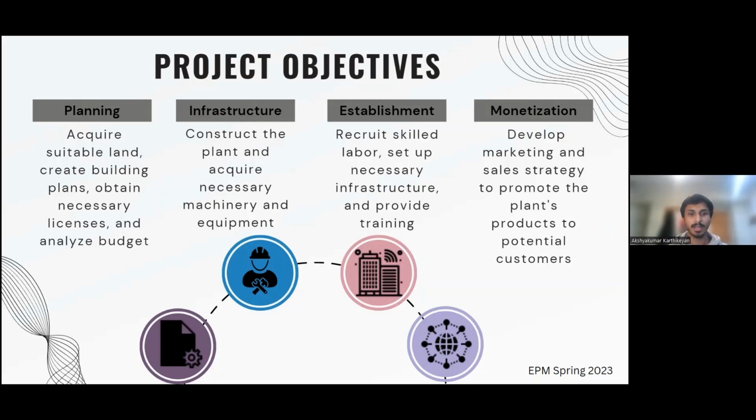In phase 3, we will recruit skilled laborers and set up necessary infrastructure for the plant to operate efficiently by developing processes for production, quality, logistics, and maintenance. Finally, in phase 4, we will develop a marketing and sales strategy to promote our product. We will identify target markets, acquire customers, and establish distribution channels.